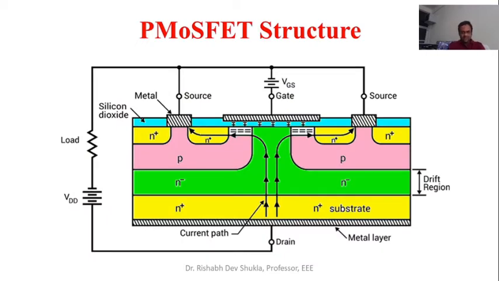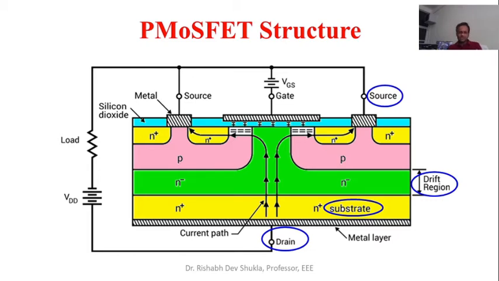Now you can see here the complete structure of the power MOSFET. Here the N plus substrate makes your drain. And we have the N minus layer here, which makes your drift region. The source metal shorts the P region and N plus regions.